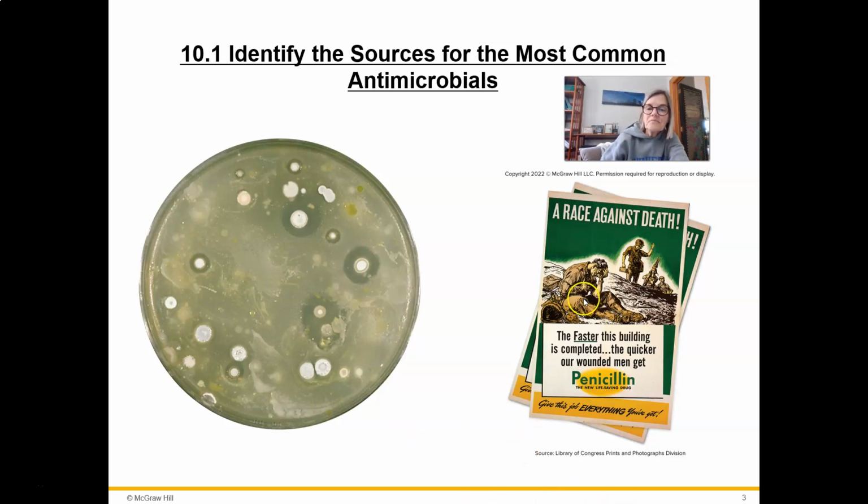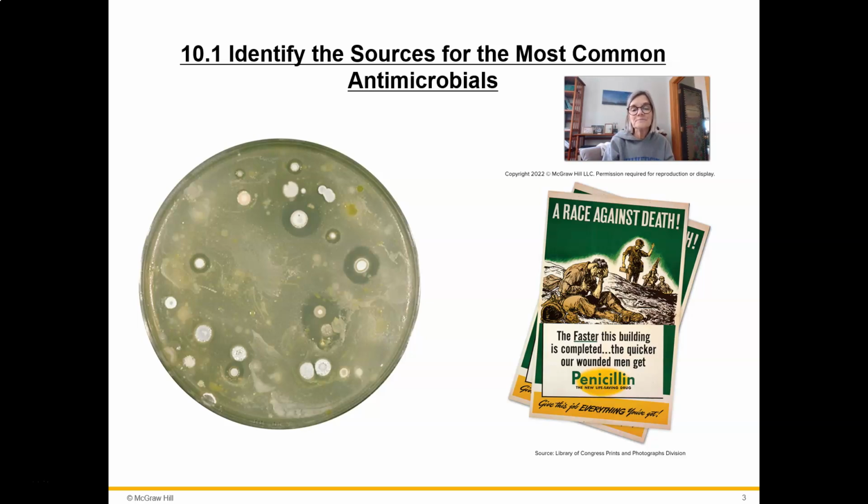This little picture was in your textbook, and I thought it was a good bit of history. Alexander Fleming discovered penicillin in 1928, but we didn't actually use it in large amounts until the 1940s. What was going on in the 1940s was World War II. And so here they're saying a race against death. We need to build this building faster. What they were doing was building buildings and taking over buildings and just growing shelf after shelf of mold cultures. And from those mold cultures, they were extracting penicillin.